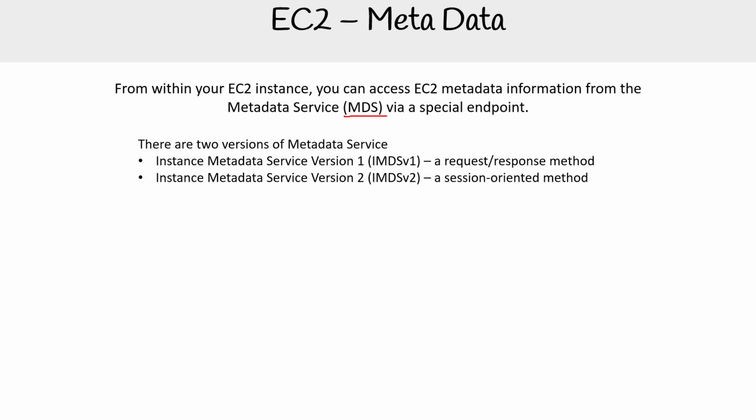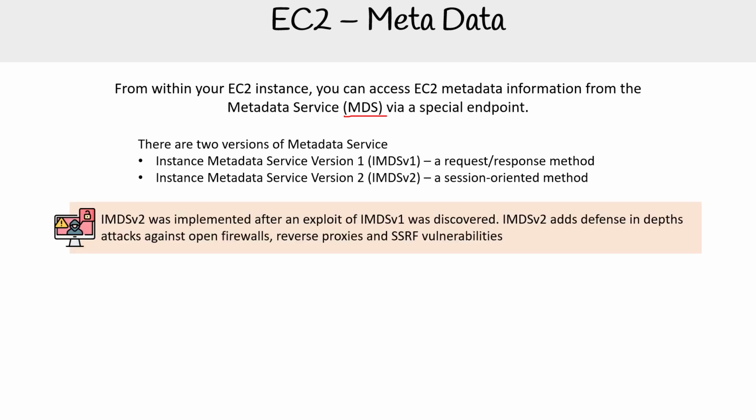Why are there two versions? Well, at one point, there was a very large breach to a very famous account. I think it was Capital One. I think that's what it was. And it exploited the fact that instance metadata was not protected. And so by introducing a token, it could protect against open firewalls, reverse proxies, and SSRF vulnerabilities.